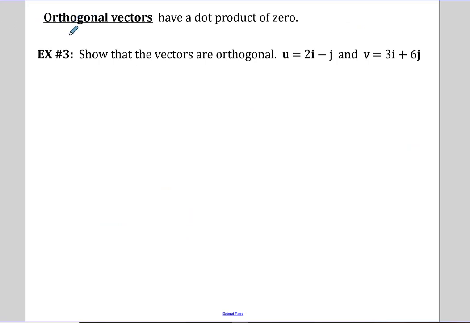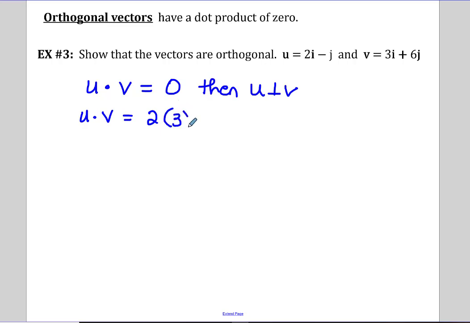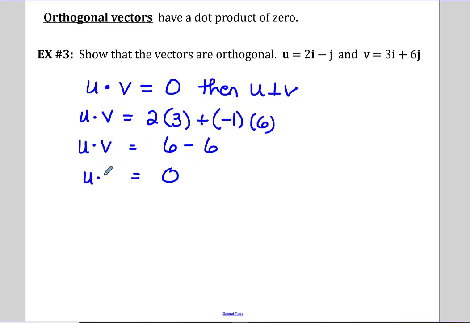Here's one with perpendicular vectors. So these are orthogonal vectors. We want to prove that. So to prove that, we said if u dotted with v equals 0, then our vector u would be perpendicular to v. So we want to test that out. What is u dotted with v? That would be 2 times 3 plus -1 times 6. And we can see that 6 minus 6 equals 0. So u dotted with v has a dot product of 0. Therefore, u is perpendicular to v. And we have shown that using that property.